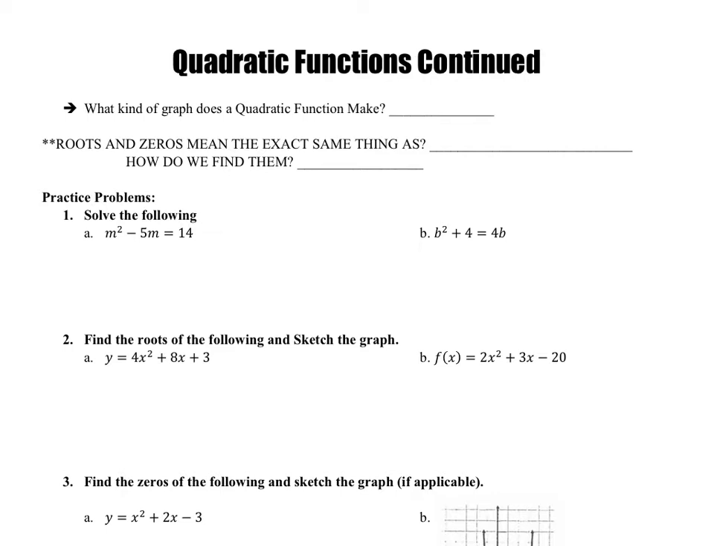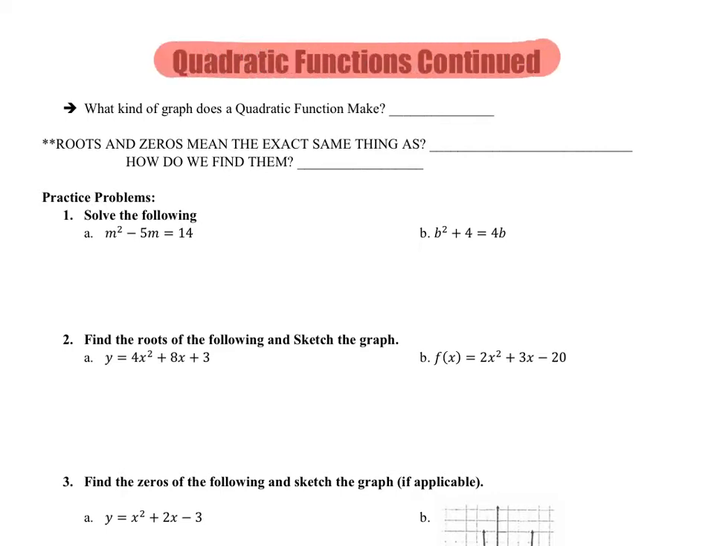Please make sure that, like we are in class, you highlight your title, because these are going to go in your notes. So, quadratic functions. What kind of graph does a quadratic function make? Well, it makes a U-shaped curve, which is called a parabola. A parabola, remember, looks like this. It is a U-shaped curve.